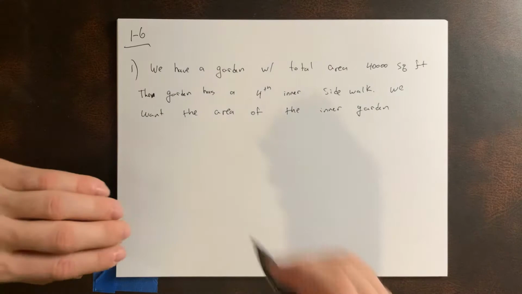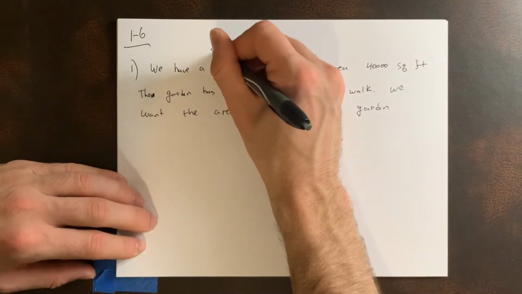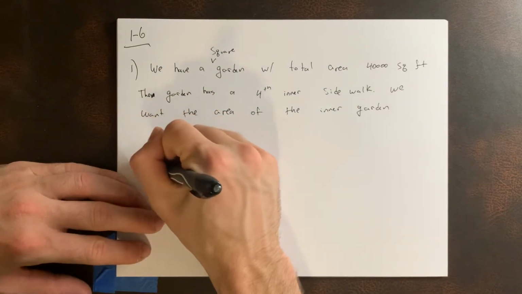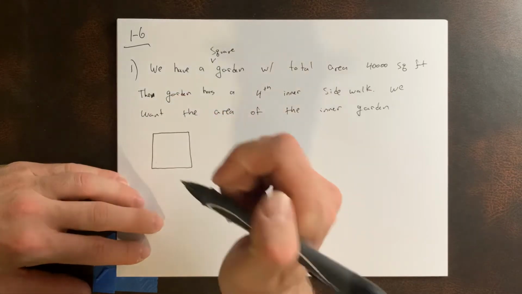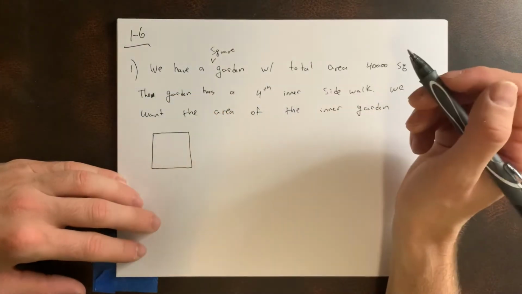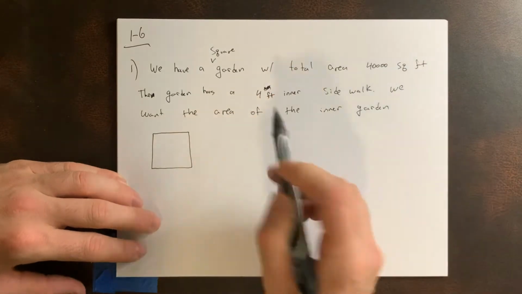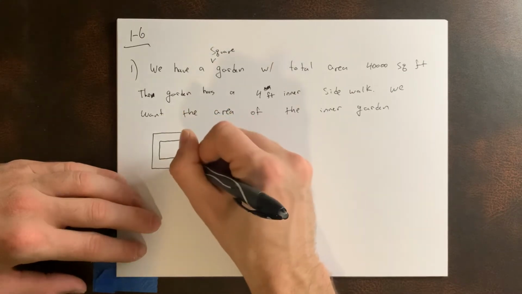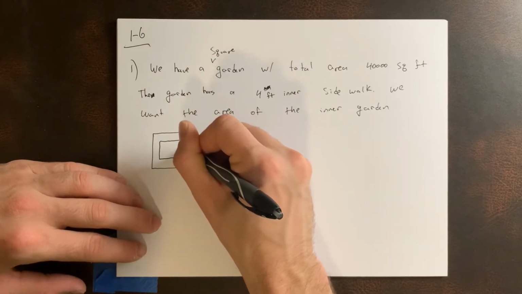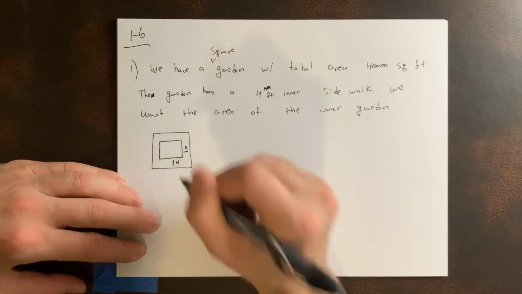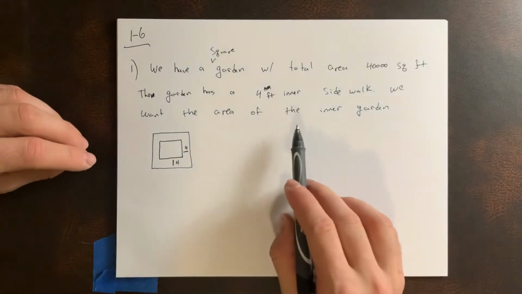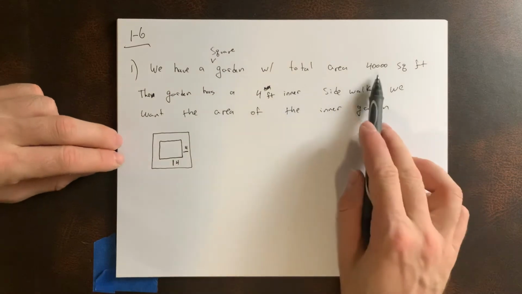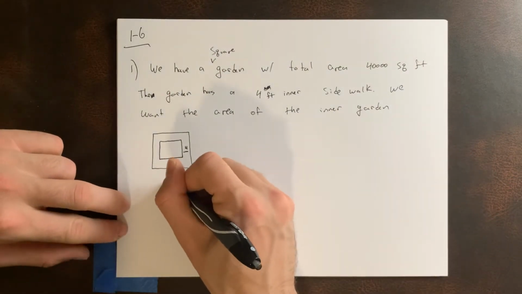So with a picture, what this means is, oh, this is supposed to be a square garden. So we have our square garden. And then we're told that we have a 4-foot inner sidewalk. So something like this, meaning that the distance from here to here is 4 feet, and the distance from here to here is also 4 feet. And then we're told that the area of the entire garden is 40,000 square feet. So let's call this distance on the outside L.